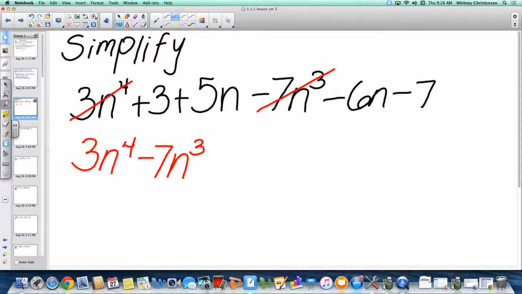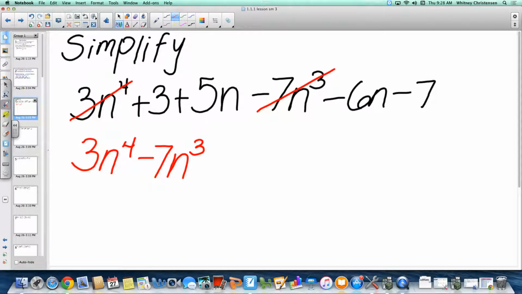1. But in general, let's say we had every single one. What would be next? Degree what? Degree 2 would come next. In this example, is there any degree 2's? No, that's okay. Let's move on. What would come after degree 2? Degree 1. Do we have degree 1's?